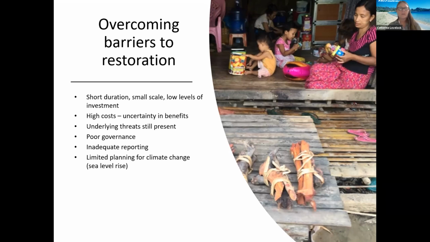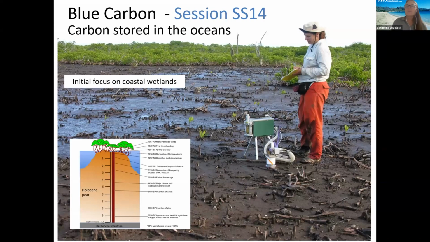We need to get over some of the poor governance that occurs in the intertidal zone. Inadequate reporting is an issue, because it's really hard to learn when projects are not reported on, because maybe then they weren't as successful as anticipated. And of course, we need to increase the planning for climate change, and particularly sea level rise. Okay, so now I want to shift gear a little bit and talk about blue carbon. I'm going to remind you again about session 14.